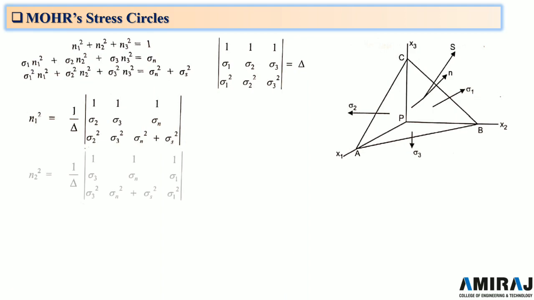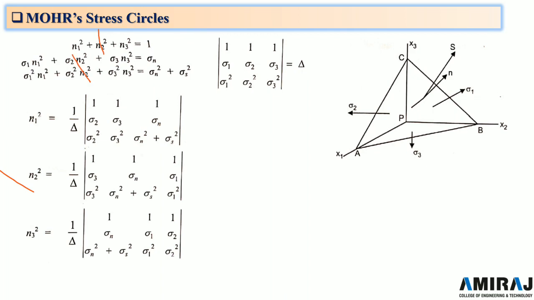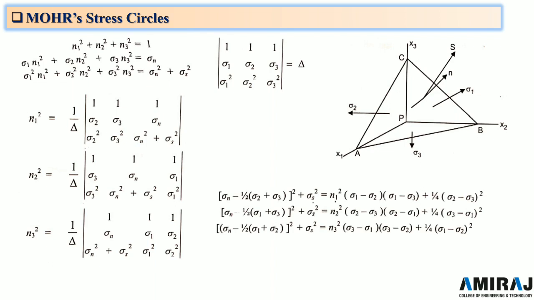Similarly, we can find n2 squared and n3 squared. For n2 squared, we remove the n2 column and make the matrix from the rest. Again, for n3 squared, we remove the n3 column and prepare the matrix. The above equations for n1 squared, n2 squared and n3 squared can be written in the following form after simplification. These are the simplified forms of the equations.